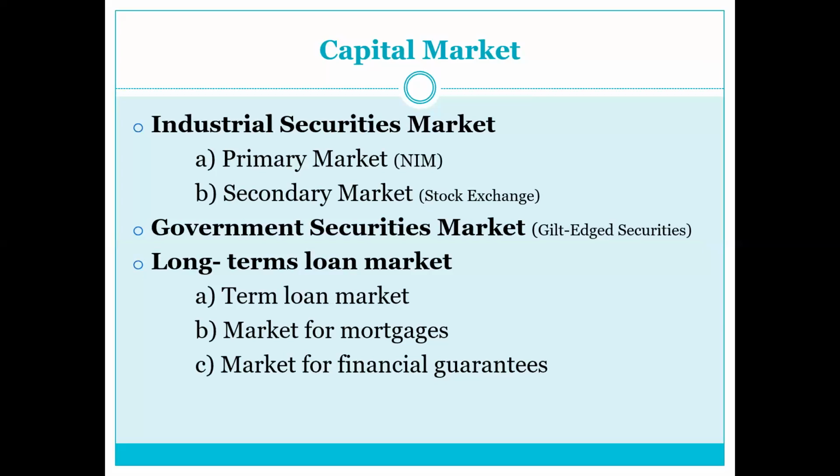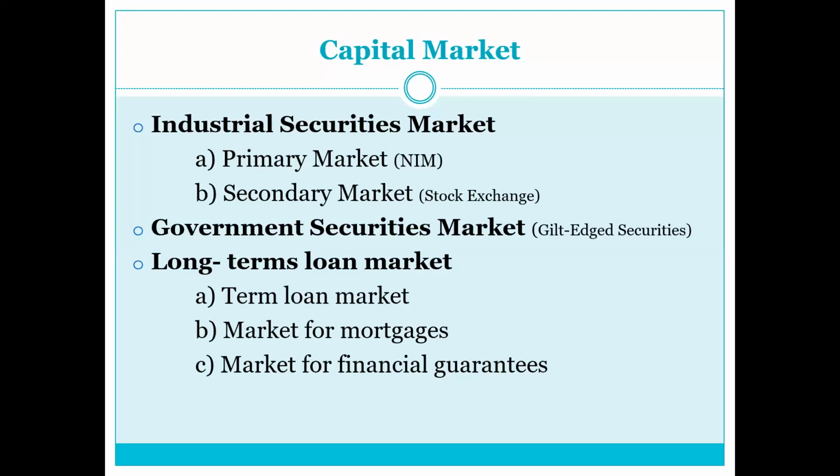An example of government securities is treasury bills, also known as T-bills. So government securities also come under capital market. Third one is the long-term loan market. Long-term loan market consists of the term loan market, market for mortgages, and market for financial guarantees.